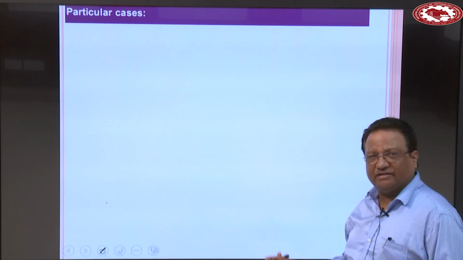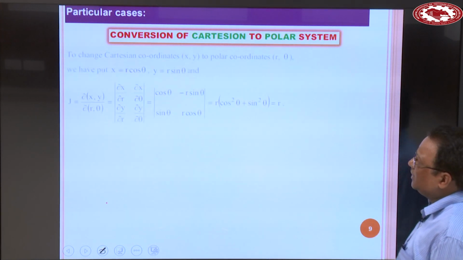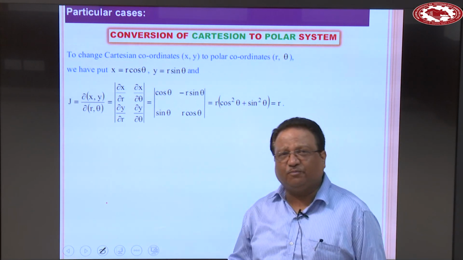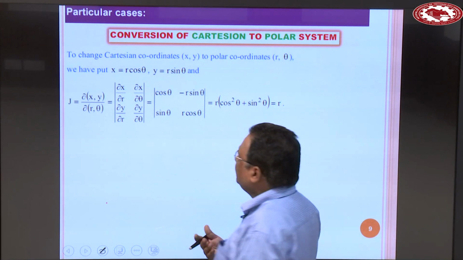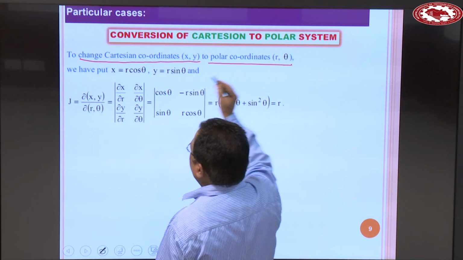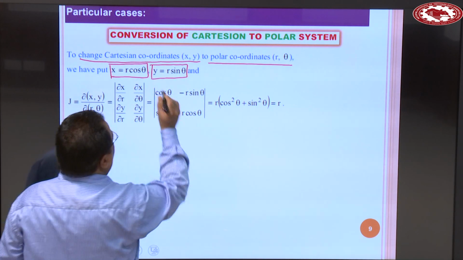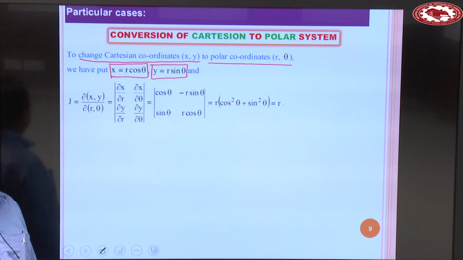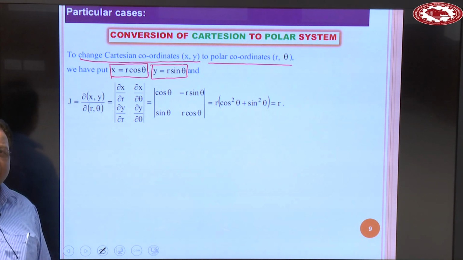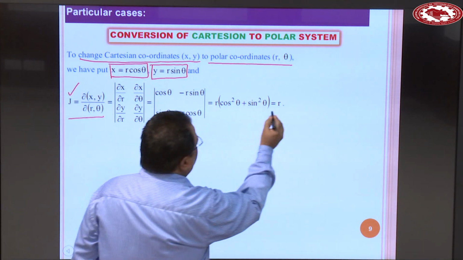And in these transformations, we have one particular case, Cartesian to polar. Okay, Cartesian to polar system. So when we change Cartesian to polar coordinate system, how can we change? To change Cartesian coordinate system to polar coordinate system, let us put x equal to r cos theta and y equal to r sin theta. So whenever we change Cartesian to polar, always substitute x equal to r cos theta and y equal to r sin theta and find the value of the Jacobian. When you evaluate it, the value is r.